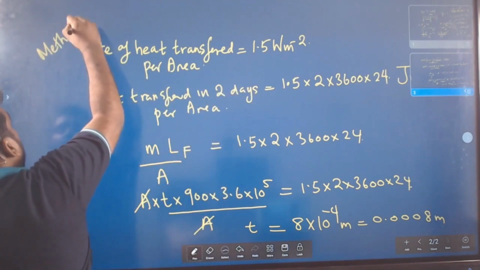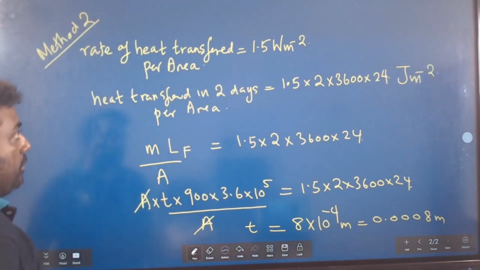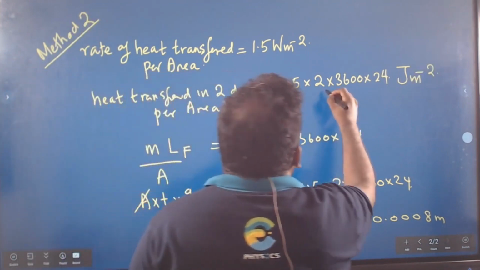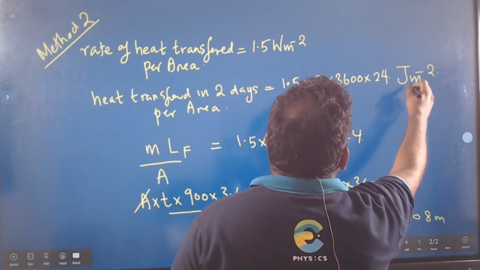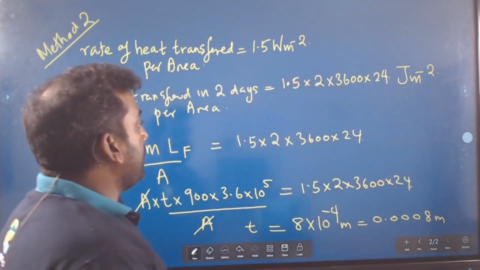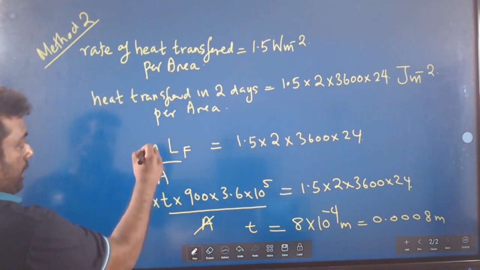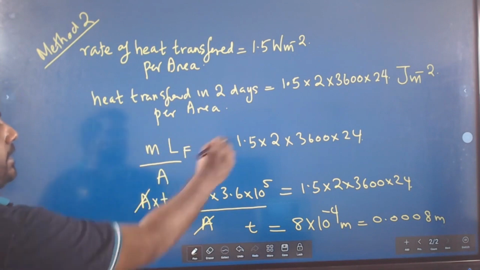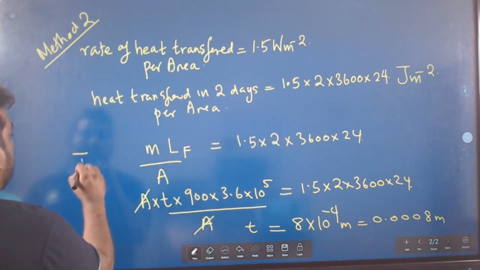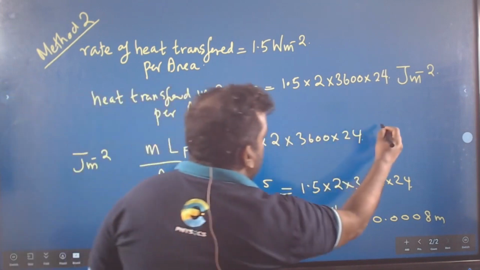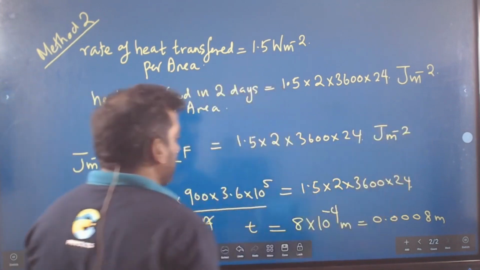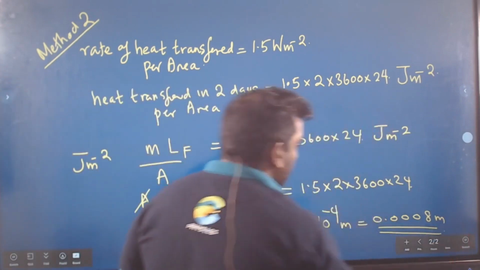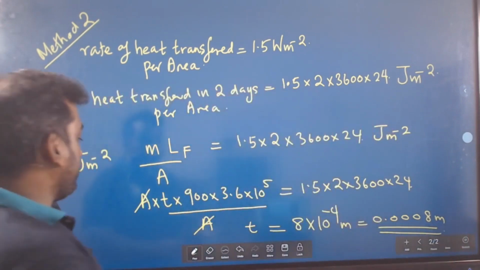Method number 2. 1.5 watt per meter square is passing through. So I multiply by the time and I get joules per meter square. So the heat transferred when ice is formed, per area, is that equation. Here also joules per meter square. Don't forget. Simplify the relationship and the thickness of ice formed can be found.